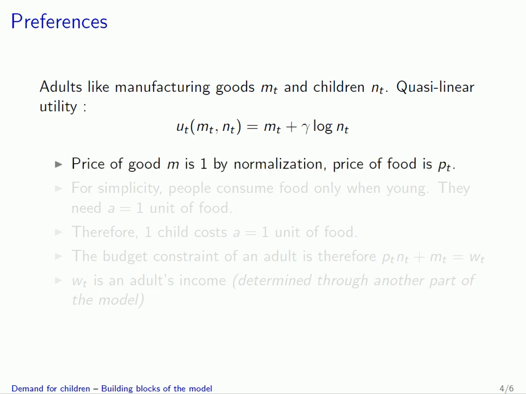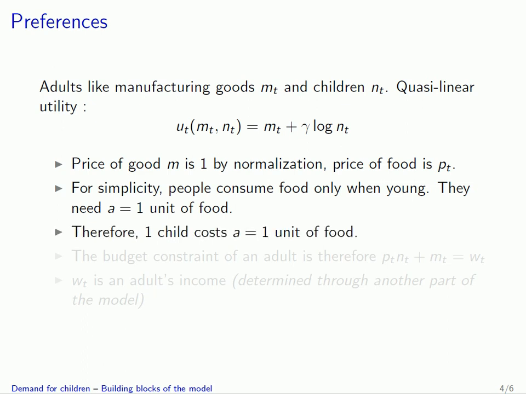In terms of the budget constraint, we need to take into account the price of the different goods. So the standard manufacturing good M has a price of 1 by normalization, while the relative price of food is denoted as P_T. For simplicity, we'll assume that people consume food only when they're young, so they don't consume food as adults. They need 1 unit of food per child. Therefore, for the adults, the cost of raising one child is 1 unit of food, or P_T.